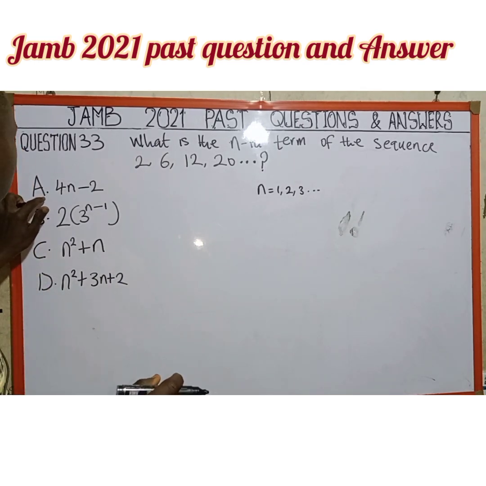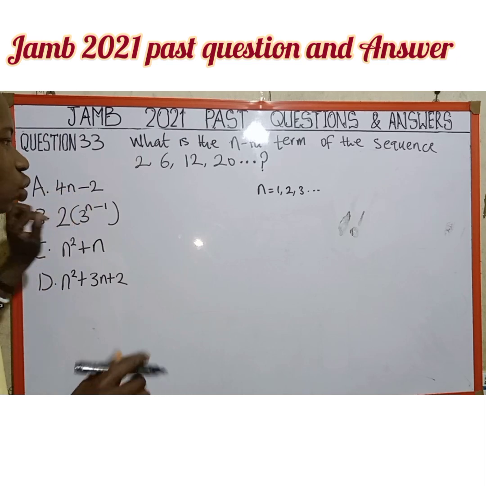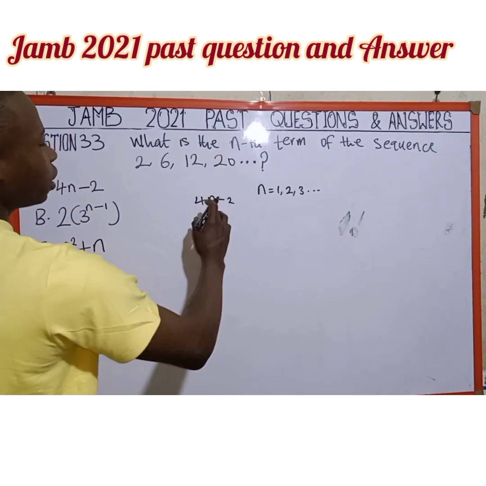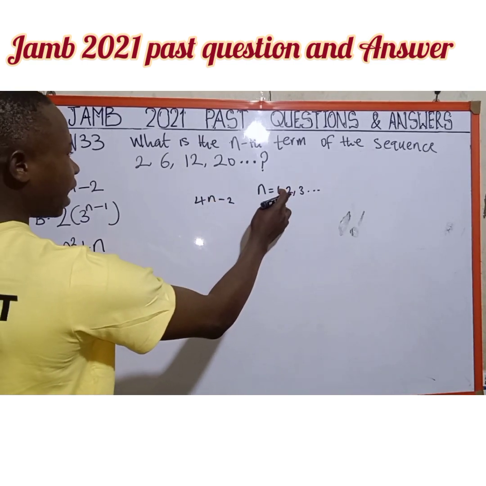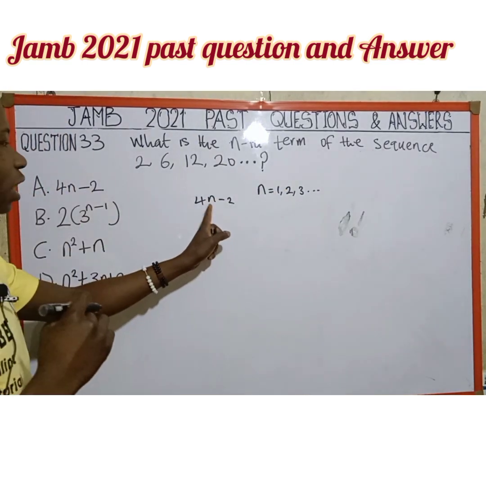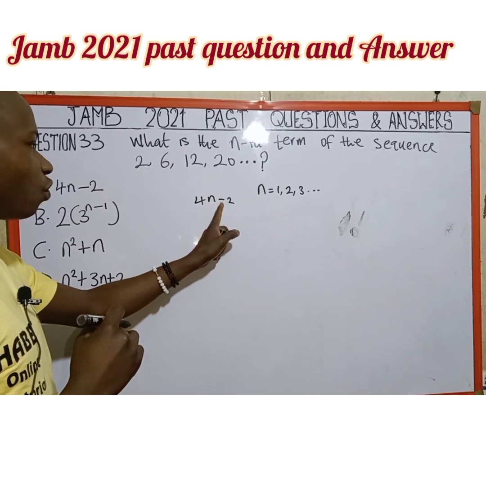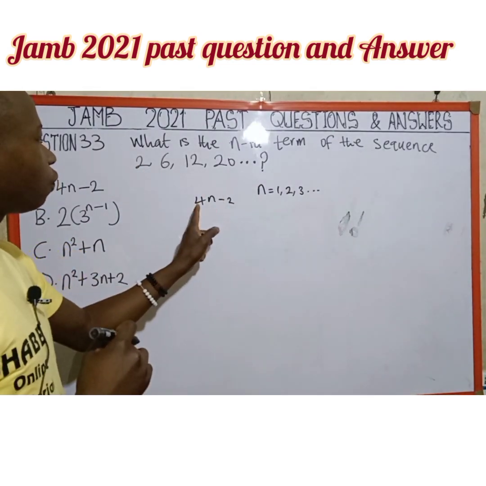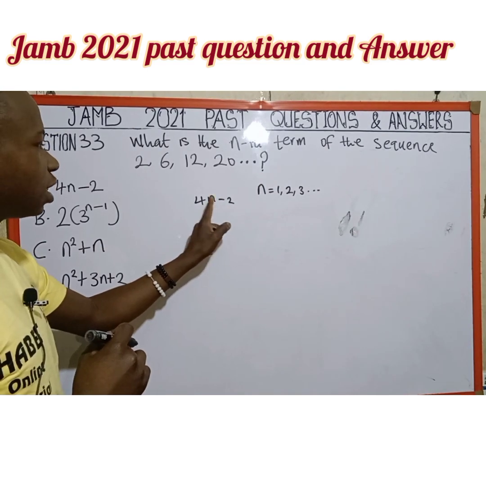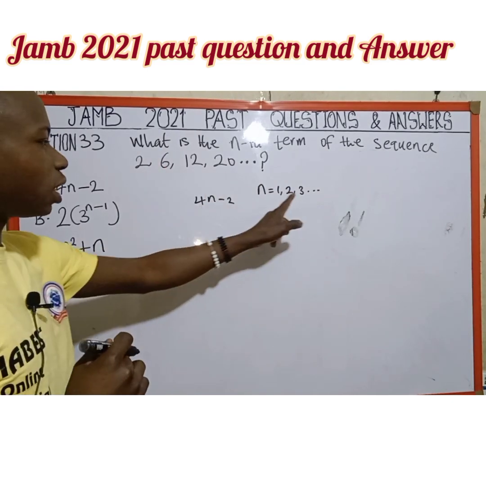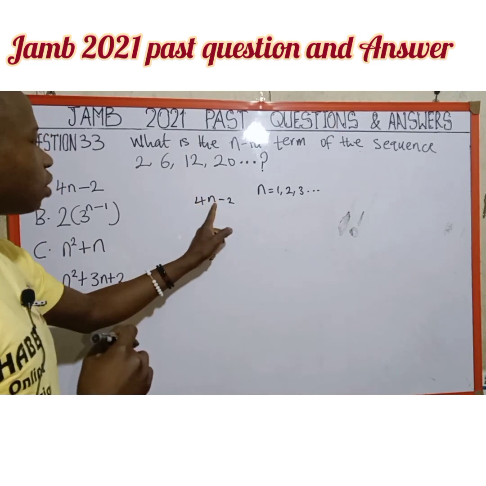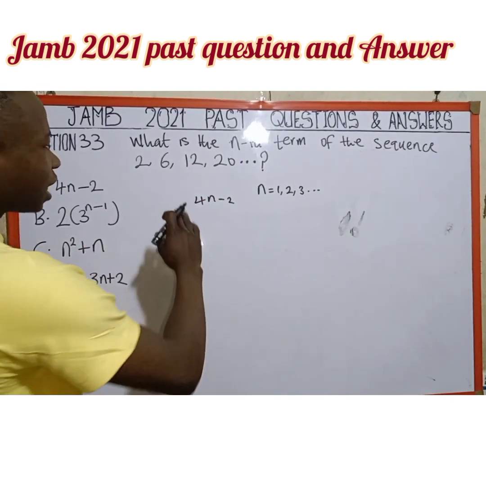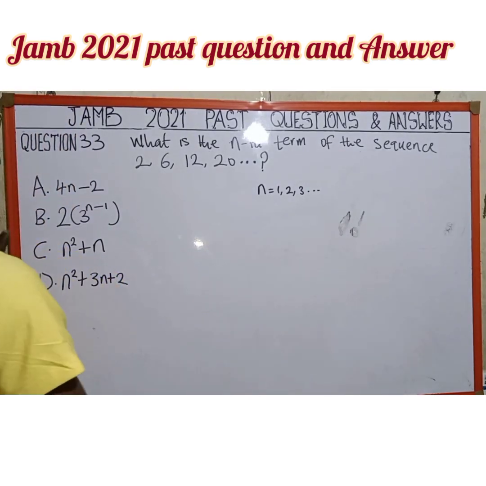Option A says 4n minus 2. So we're going to plug in the first value of our n, which is 1. 4 multiplied by 1 is equal to 4, then minus 2 will give us 2, which is correct. Then plug in 2. 4 multiplied by 2 is 8. 8 minus 2 is 6, also correct. So plug in 3. 4 multiplied by 3 is 12. 12 minus 2 is equal to 10. So it failed at n equal to 3. So option A is not correct.